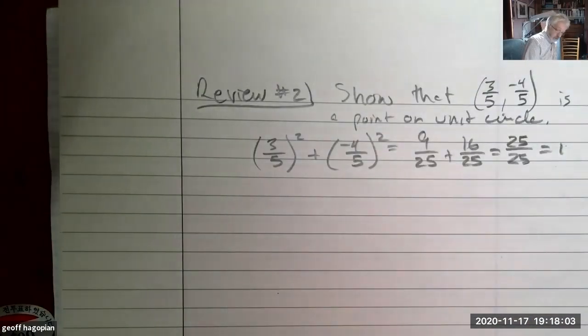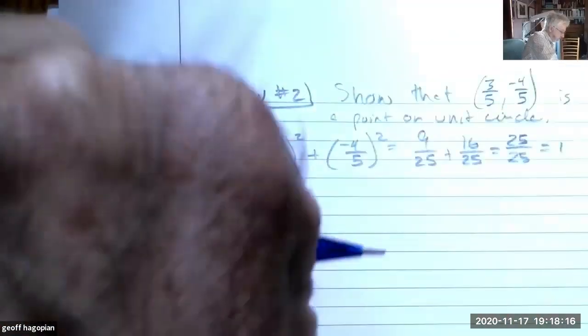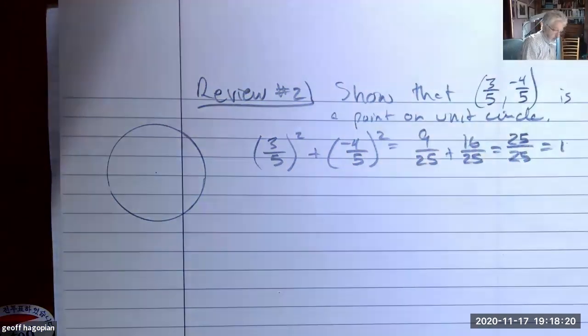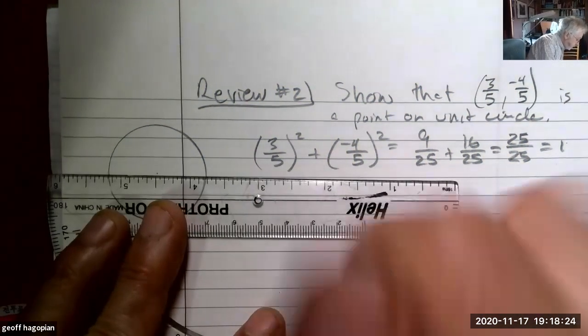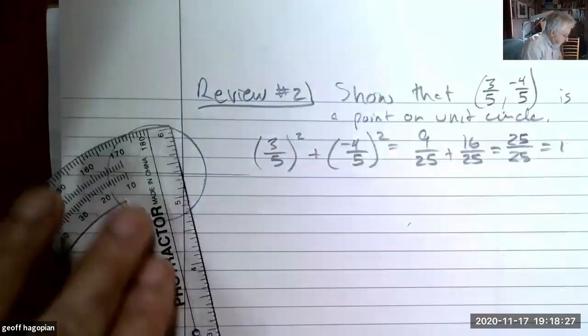And so where is it on the unit circle? Shall we locate it? Sure. Let's draw a little unit circle over here and put in its coordinate axes.